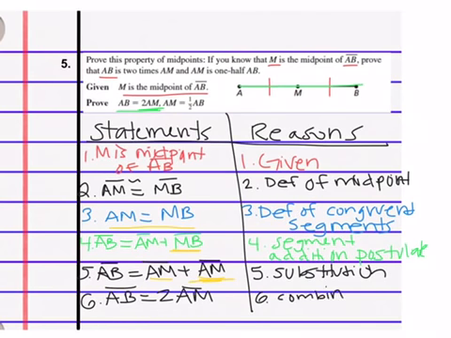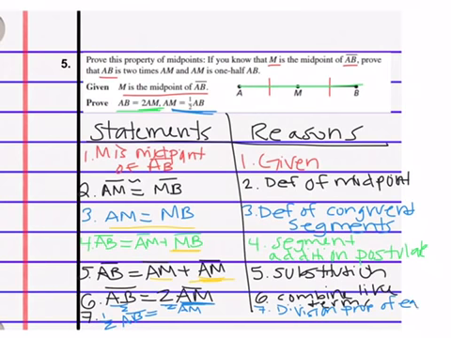All right, we are almost done. Then line 7. My other thing that it's asking me to prove is that AM equals 1/2 AB. So here's AM. How can I solve for AM? I have 2AM. If I just want AM, I can divide out this 2. Divided by 2, divided by 2, which gives me 1/2 AB is equal to AM. All right, and we used division, so that's our division property of equality.